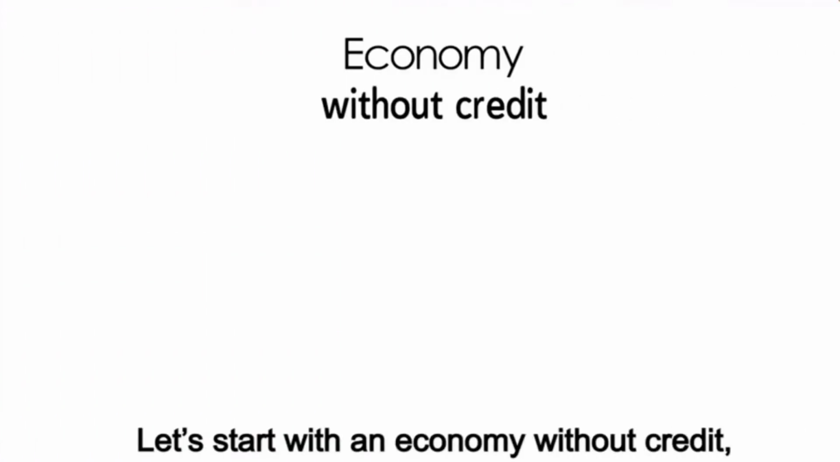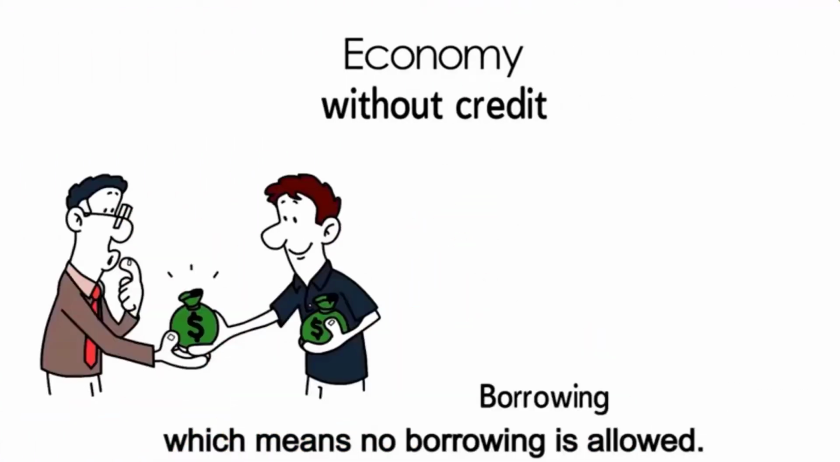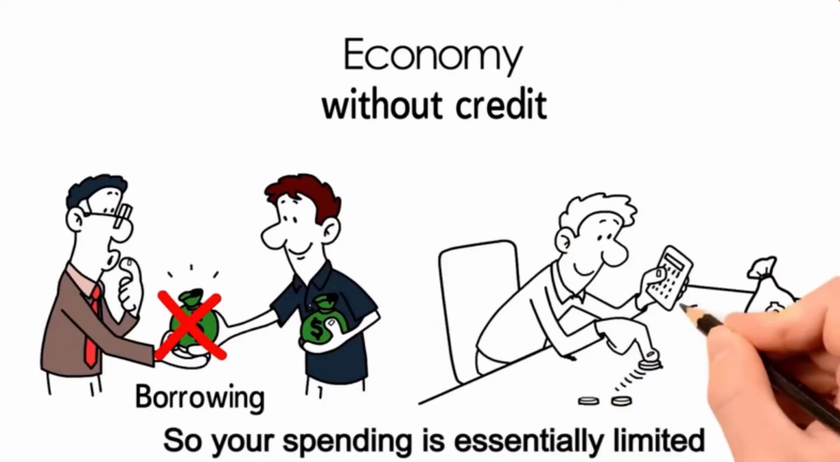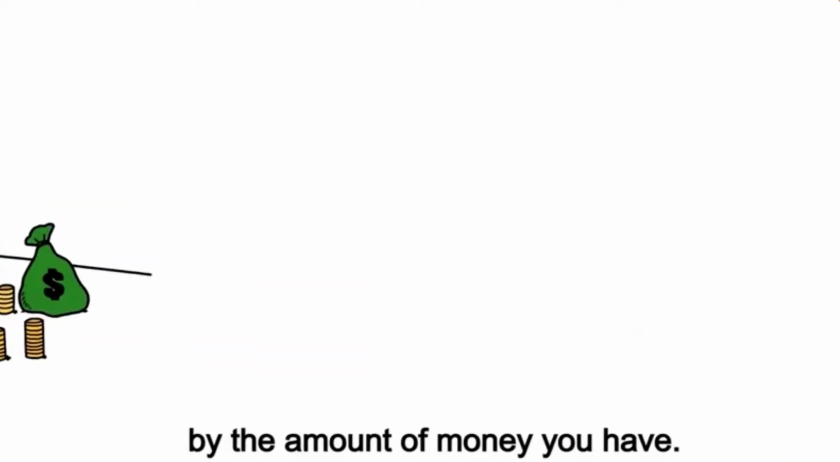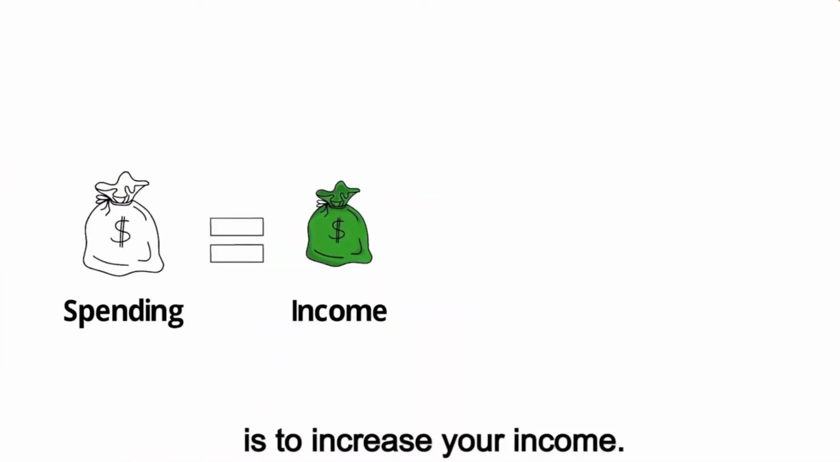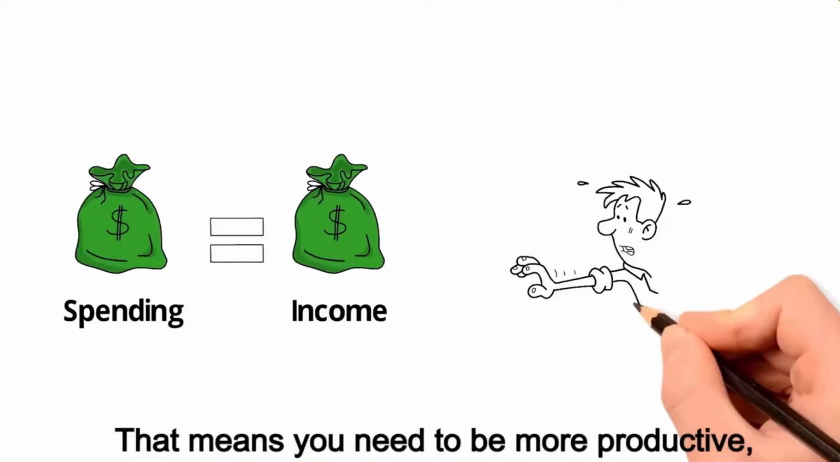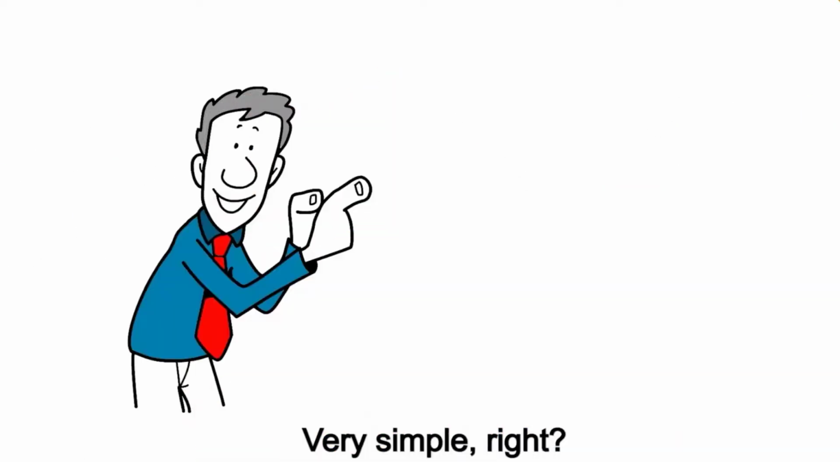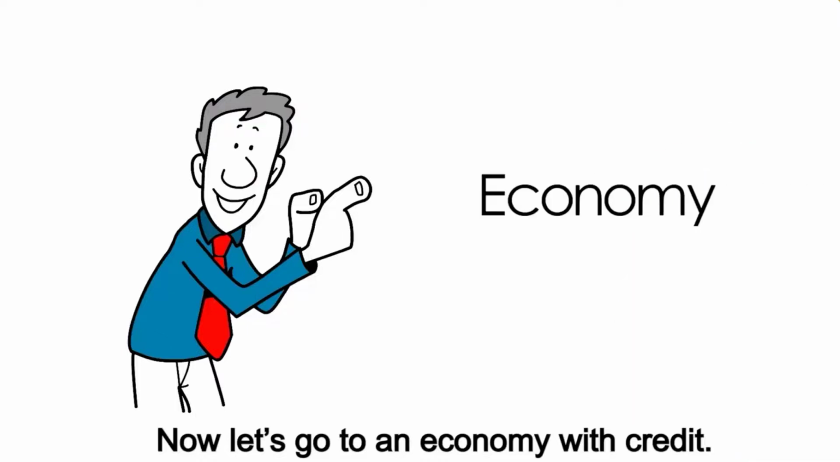Let's start with an economy without credit, which means no borrowing is allowed. This will limit your spending habits by the amount of money you have. And the only way you can increase your spending is to increase your income, which means you'd have to be more productive and produce more work. Pretty straightforward, right? Now let's go with an economy with credit.